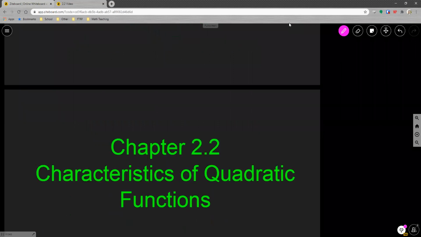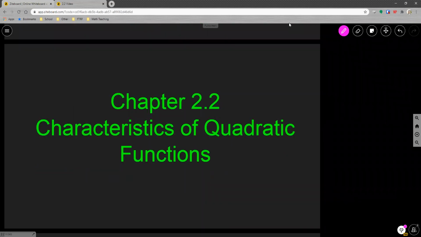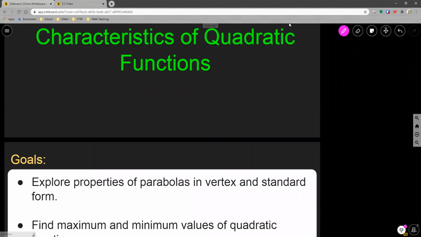Today we'll be continuing on with Chapter 2, which is about quadratic functions. And the section we'll be working on is Chapter 2.2, which is the characteristics of quadratic functions. This is actually probably the most important section of Chapter 2, and thus we'll be spending quite a bit of time on this. It's kind of a meaty chapter. So let's get down to it.